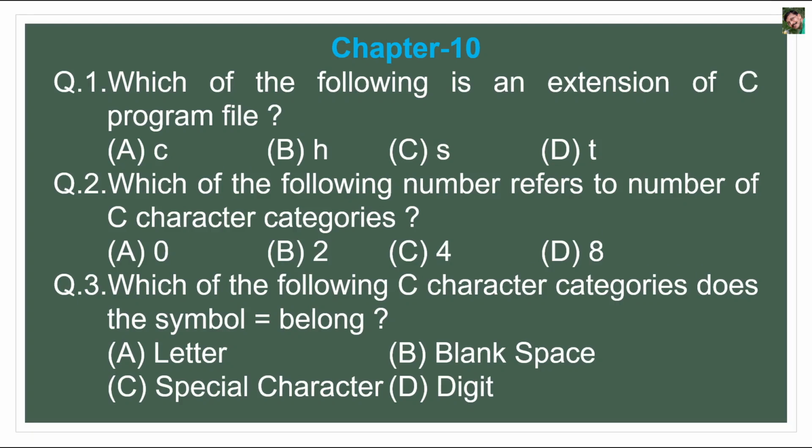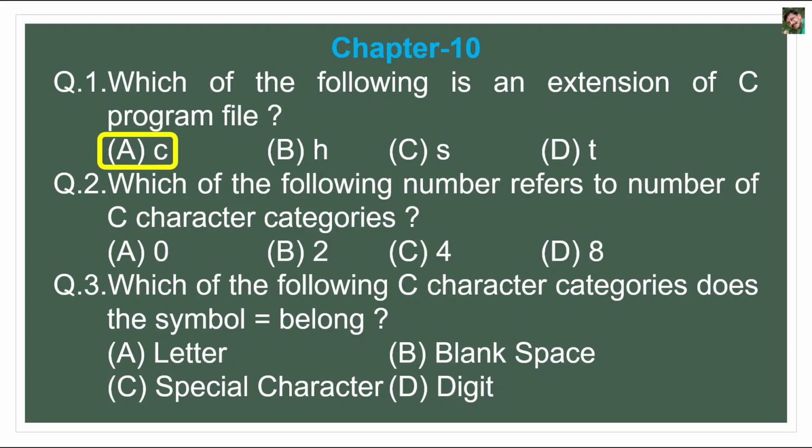Question 1. Which of the following is an extension of C program file? When you type a C program file, the source file, and then save that file, what extension are you supposed to give? As you remember, when you type an HTML file and save it, you give the extension .html. Similarly, when you save a C program file which you have typed, you should give the extension .c. So .c will be the file extension of a C program file.